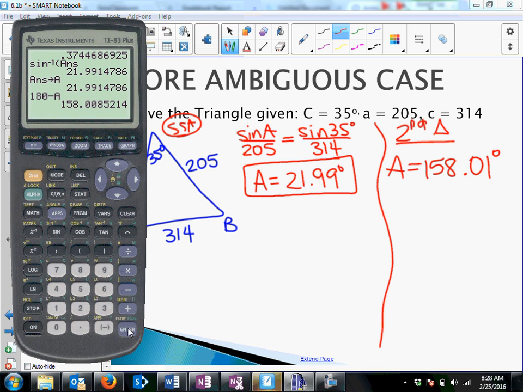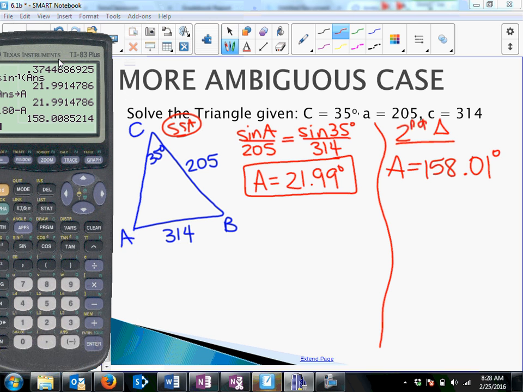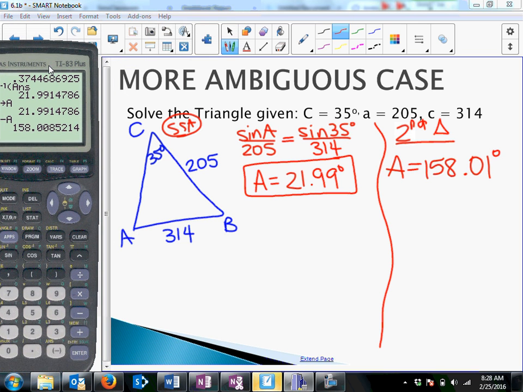Michaela, what's your issue? Well, triangles have to add up to 180 and 35. Okay, so Michaela has noticed that this angle right here and the angle that we have already been given add up to more than 180. Is it possible to have a negative angle in a triangle? No. So this is the case where we do not have a second solution. We only have one solution. The second triangle isn't going to make sense.